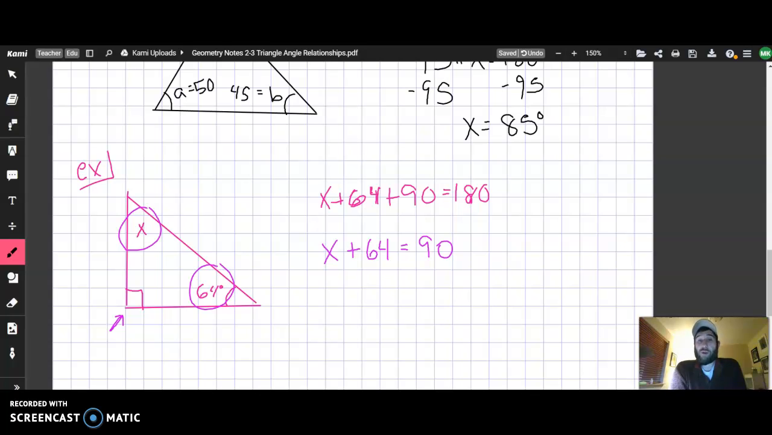If you started with the first one in pink, more than okay. Just subtract your 90s on both sides, and you get to the same spot. And regardless of where you start, you'll still get to the correct value of x. By subtracting the 64 on both sides, our value of x ends up being equal to 26.